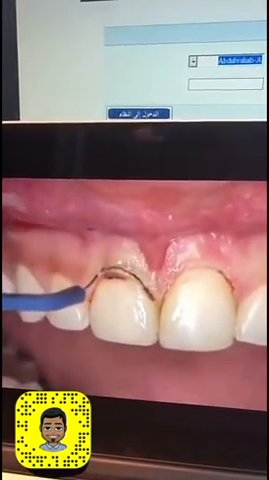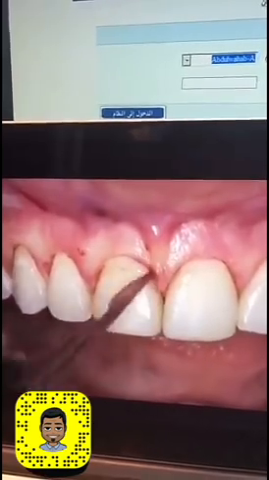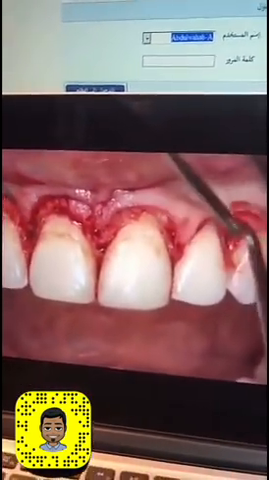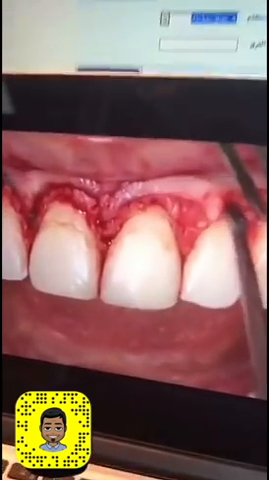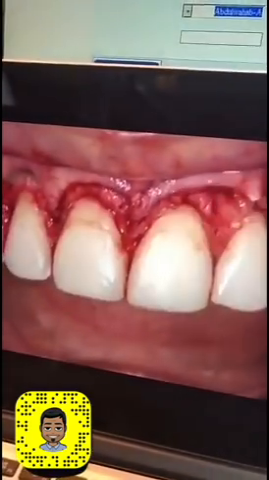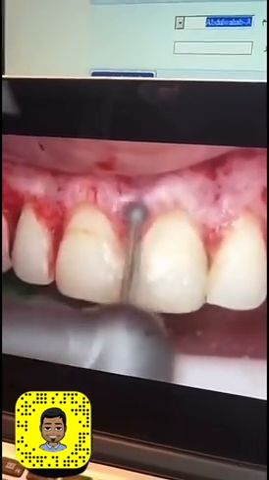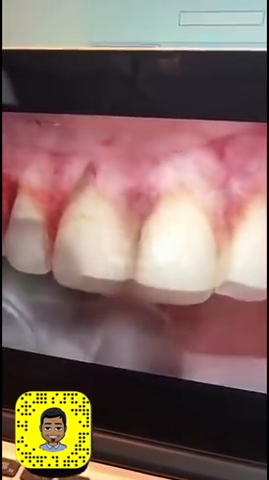So the treatment approach for 1B is a gingivectomy and osseous reduction. A full thickness flap is elevated, and 3 millimeters is created to establish the biologic width from the anticipated crown margin.